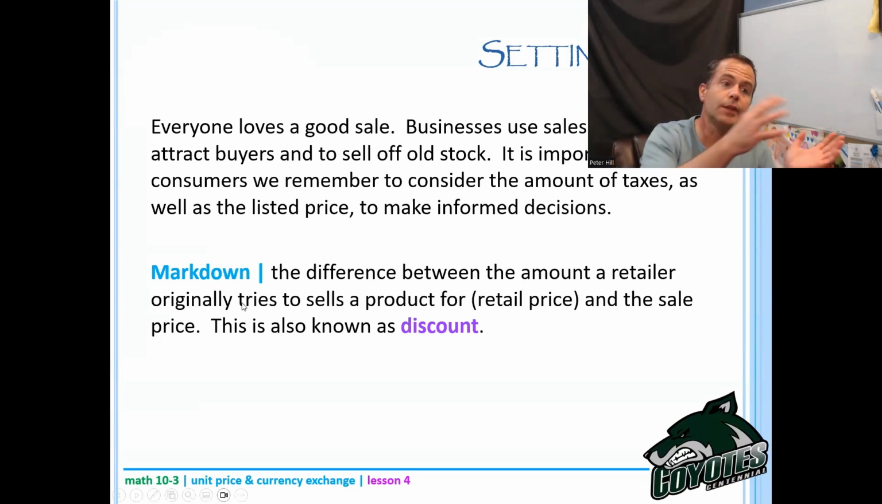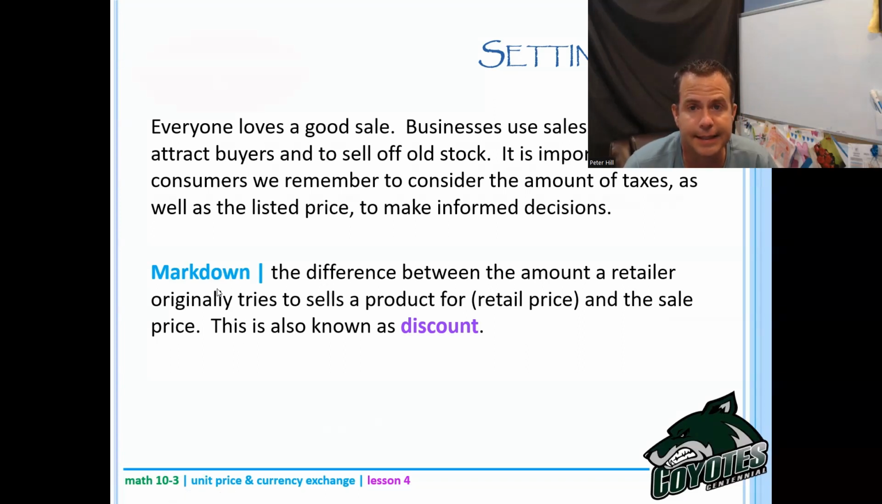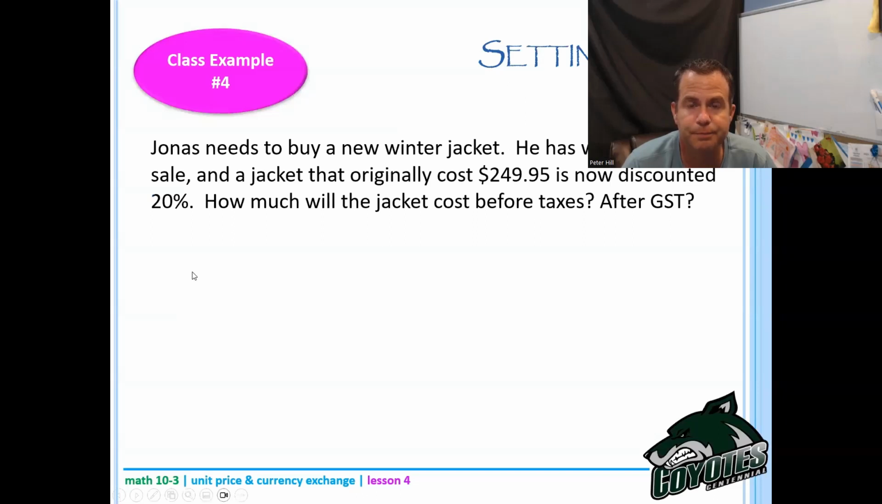Remember, the last couple of examples talked about a markup. Now we're talking about a markdown. It is the difference between the amount a retailer originally tries to sell a product for, that's called the retail price, and the sale price. This is also known as discount, everybody's favorite word. Okay, so class example number 4. I'm just going to hide myself for a sec.